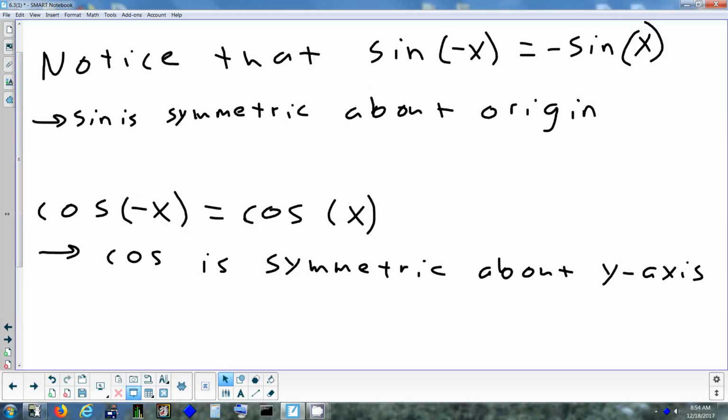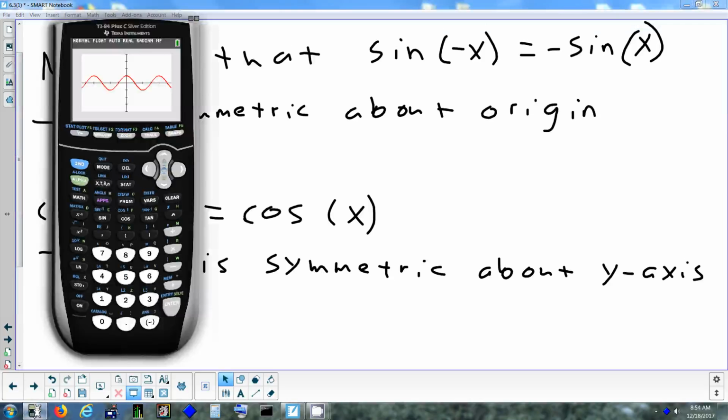Any questions on that? Yeah. When I put those into graph, it only makes straight lines. And did you adjust your window? Yeah, I do. How did you adjust it? What did you do? I did zoom 6. You did zoom 6? All right, so when we graph a trig function, you want to do zoom 7.